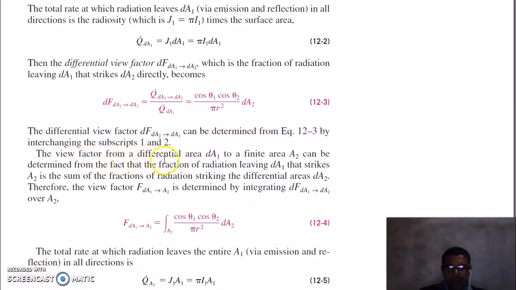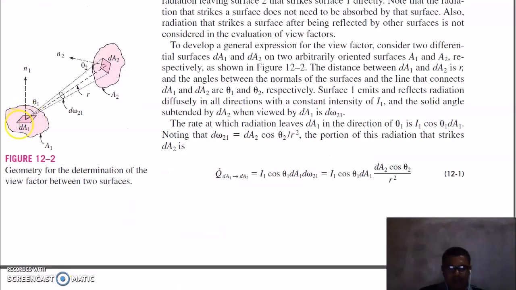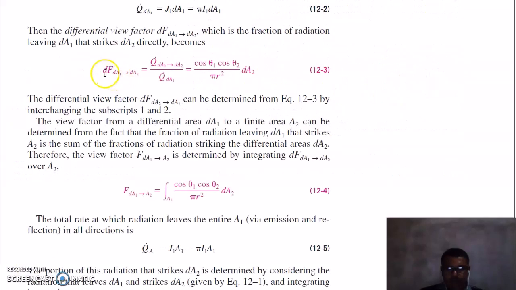The view factor from a differential area dA1 to a finite area A2, meaning from the dA1 surface to the A2 surface, is equal to the sum of the small areas' contributions. If you divide the area into small areas and integrate this differential view factor over the whole surface area A2, you will get the view factor from dA1 to A2.